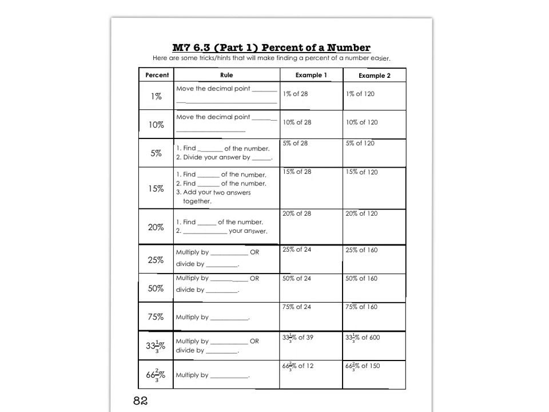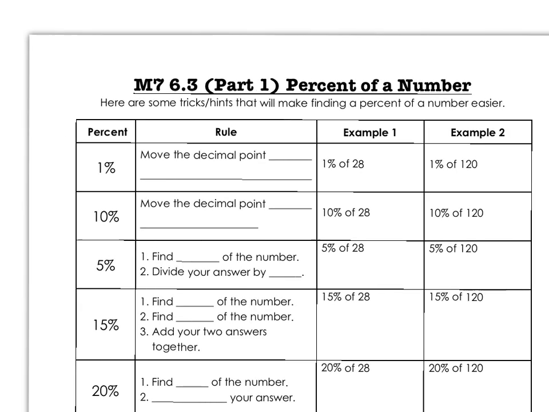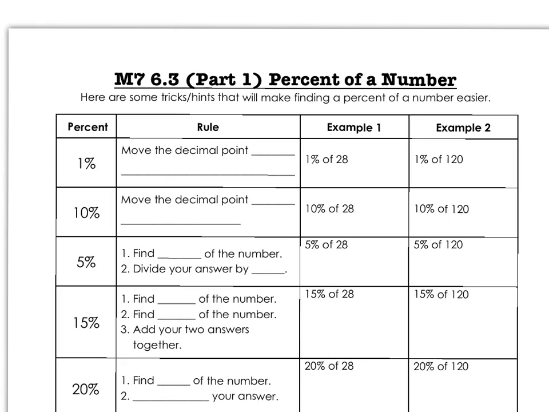Okay, so what we're going to do first is look at this table, and what this table shows us is a couple of tricks and rules that we can use to find basic percents of a number. So let's say you wanted to find 1% of a number. There's a rule that you can use here. So here's the 1%. The rule is you're going to move the decimal point 2 places to the left.